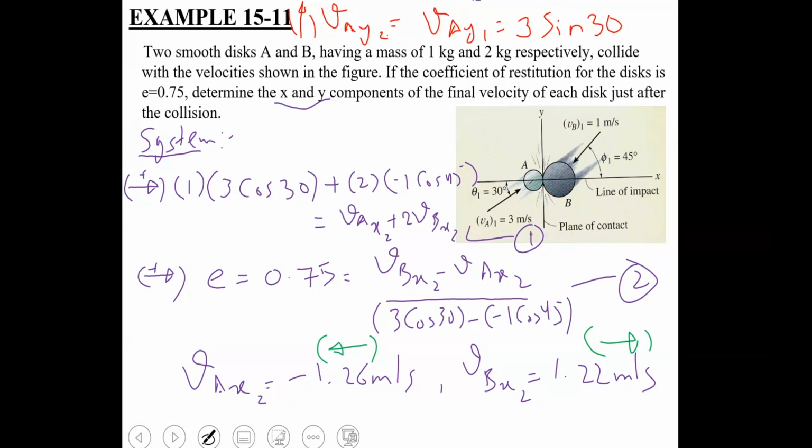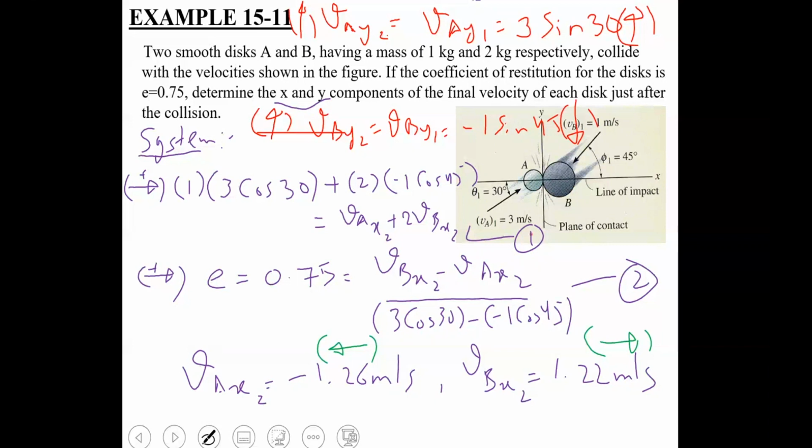Similarly, what will we do in step number 4? Since there is no impulse acting on particle B along the plane of contact, again there shouldn't be any change in particle B's momentum along the plane of contact. That is, VBY2 should be equal to VBY1, and that is going to be equal to -1 sine of 45. So this one's momentum came positive, and this one's came negative.